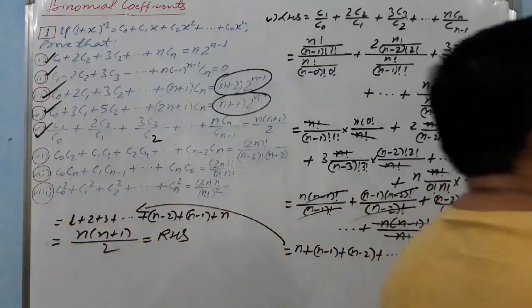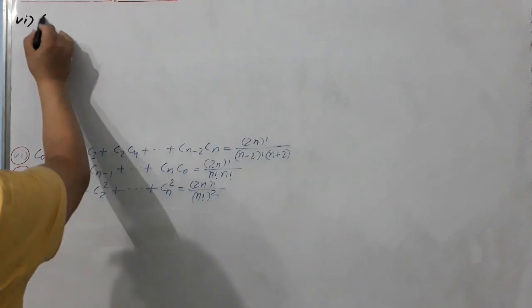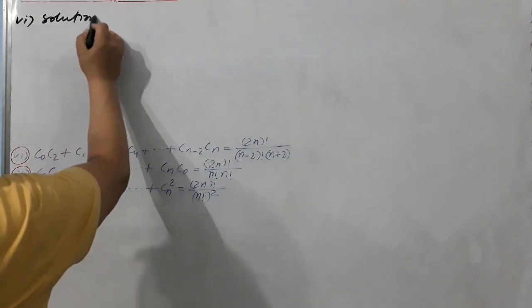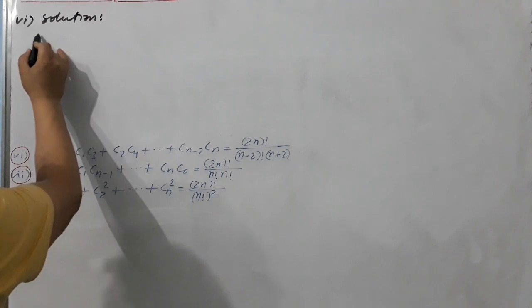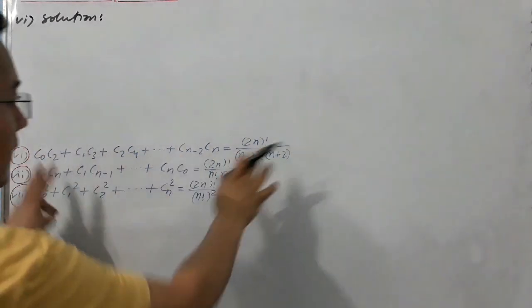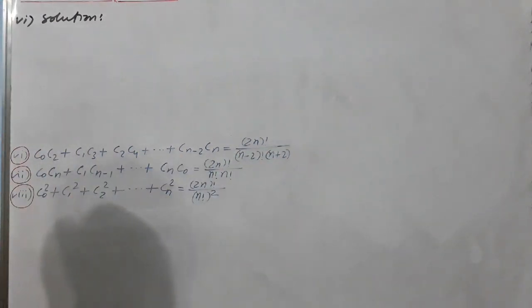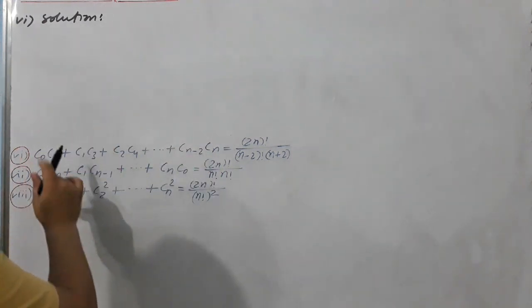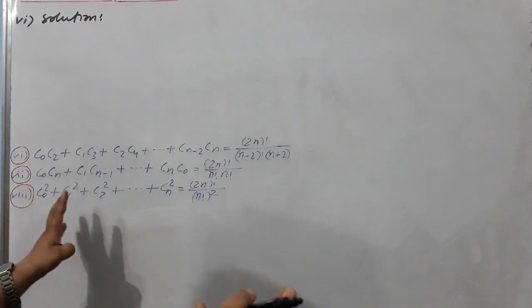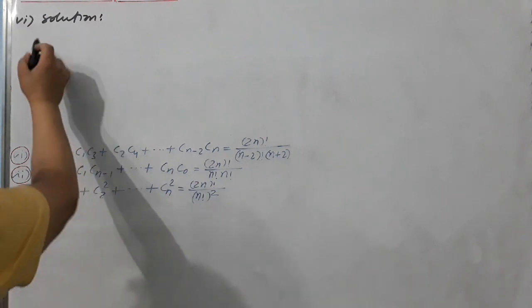Question number 6. I'm starting from here. Solution. Here we will get all these things together. I'm not going to take the left hand side here, right? This is a little bit different question. All three questions are of the same nature, right?